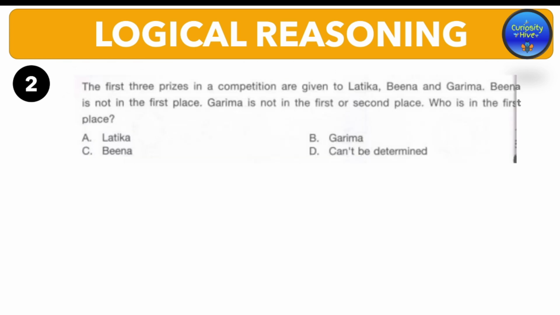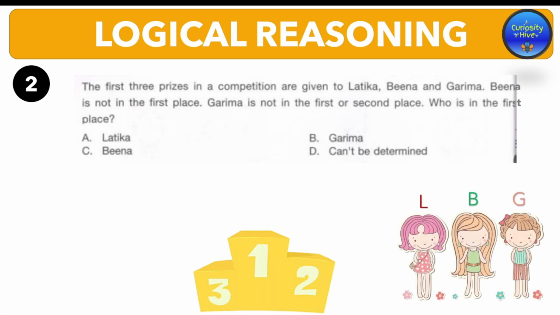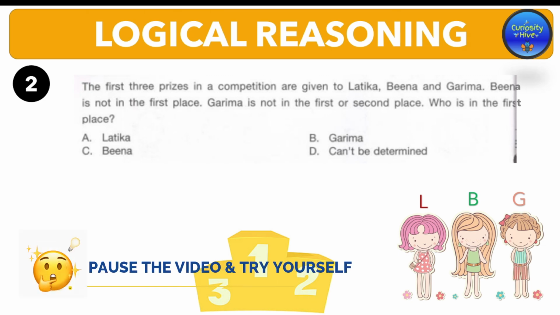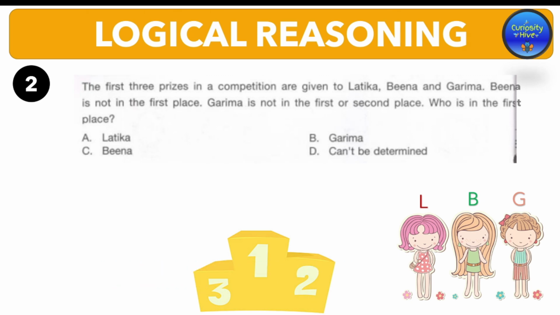Next question. The first 3 prizes in a competition are given to Latika, Beena and Garima. Beena is not in the first place. Garima is not in the first or second place. Who is in the first place then? Can you find the answer? Well, let's see the explanation.